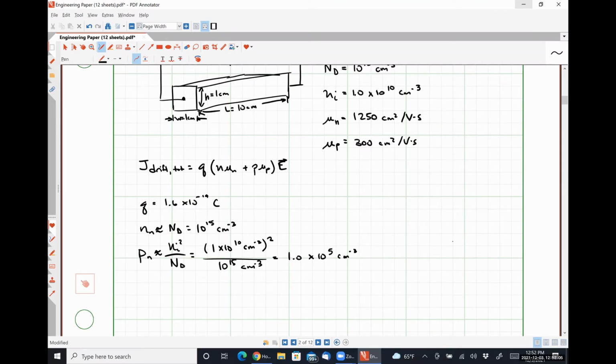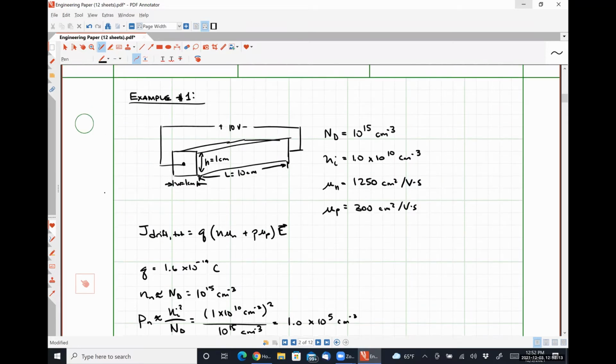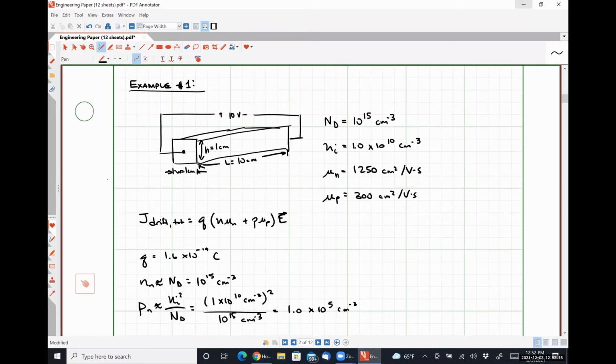How do we get our electric field? I believe it's the 10 volts that we're applying. So 10 volts is not an electric field, 10 volts is a voltage. How do we take that voltage information and determine the field strength? Divided by the length, exactly right. So 10 volts divided by which of those three dimensions? The 10 centimeters, absolutely right.